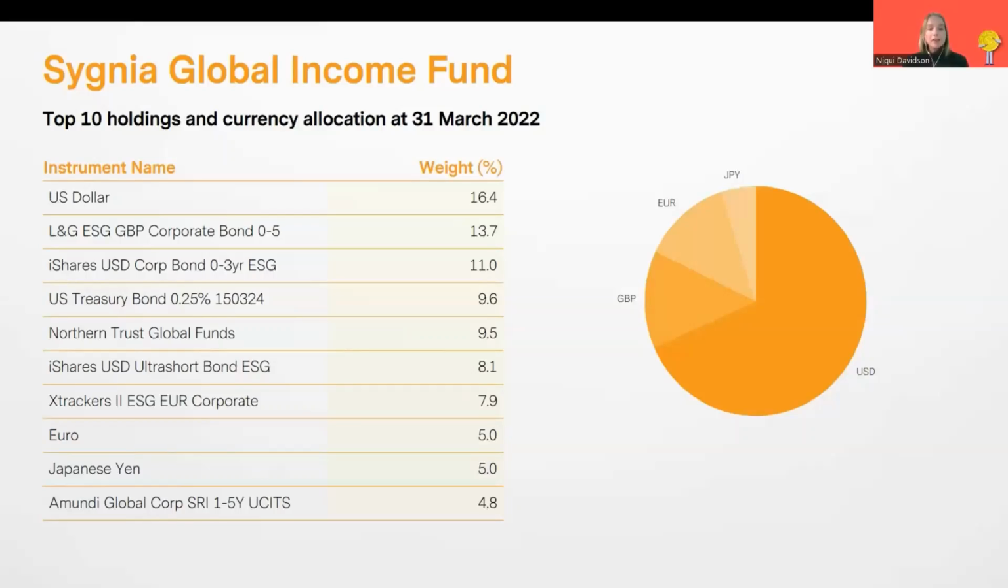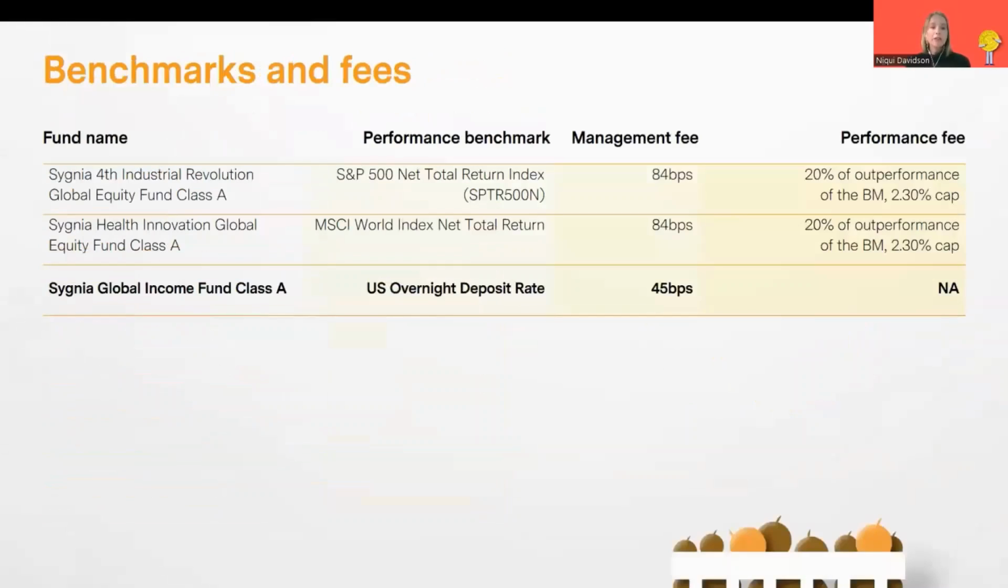On the right-hand side, you can see the currency breakdown of the fund. As I mentioned, predominantly USD based, but with some allocations to the British pound, the euro and the yen as well. Just looking at fees, this fund is structured slightly differently. The fee is a flat 45 basis points and no performance fee is attached.